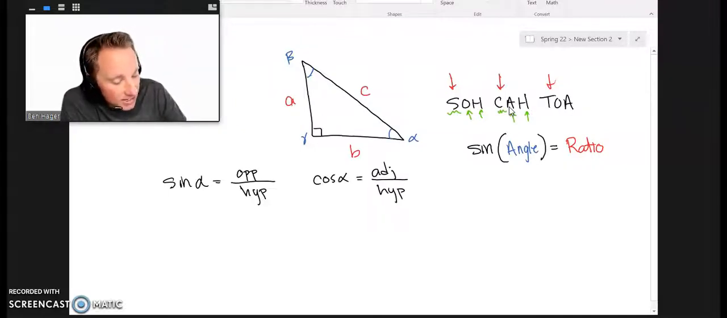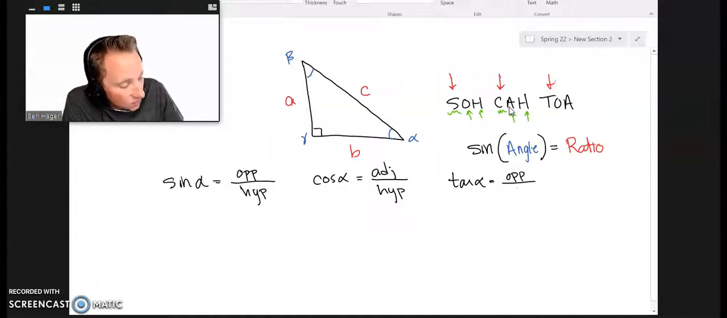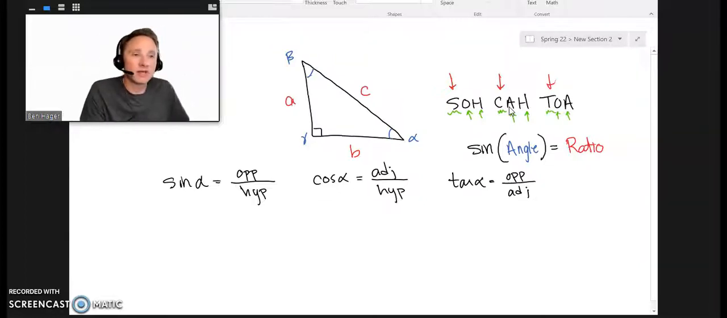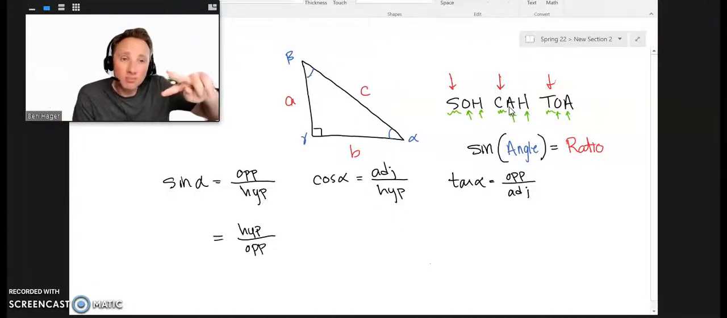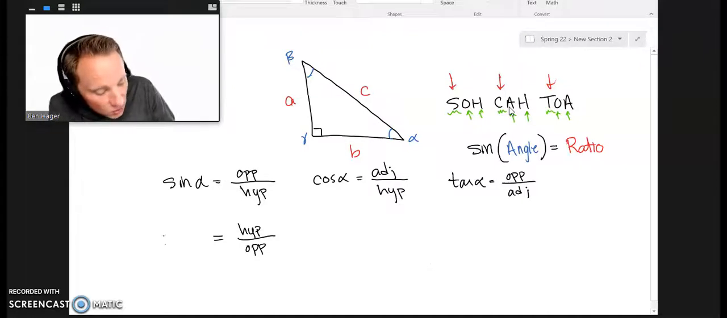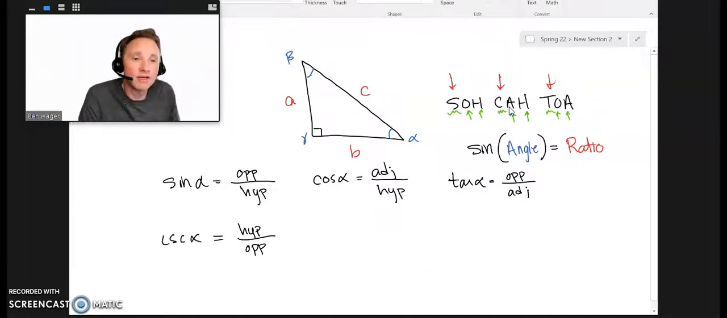And then lastly, the tangent function, you might be seeing it, tangent of any angle is equal to the side that's opposite of that angle over the side adjacent to that angle. Opposite over adjacent is how you find tangent. Now, these trigonometric functions also have a reciprocal that goes along with it. So for example, if I were to write the ratio hypotenuse over opposite, that's the reciprocal of the sine function. That is known as cosecant of angle alpha.